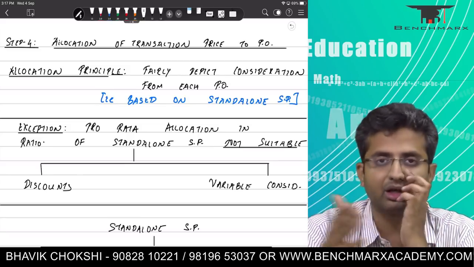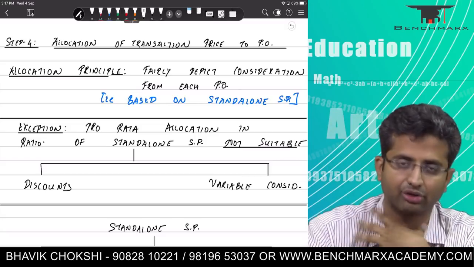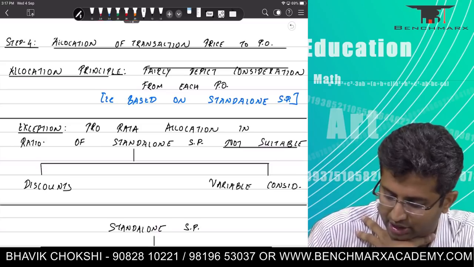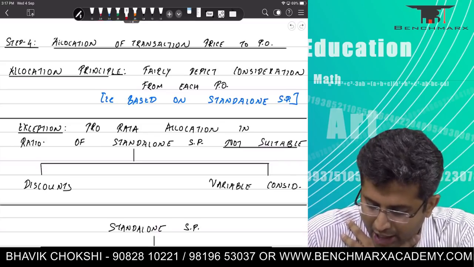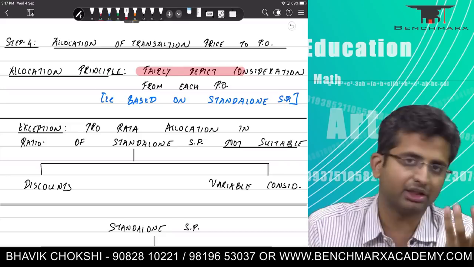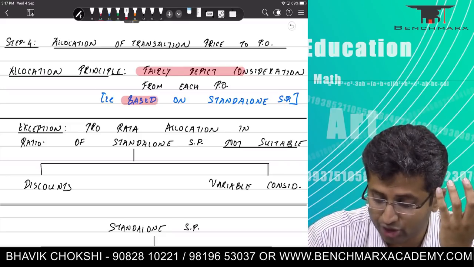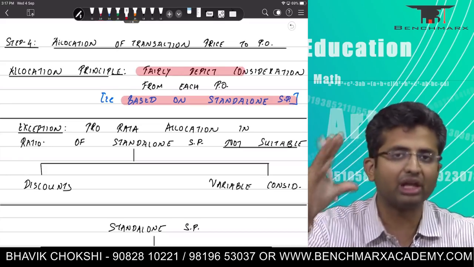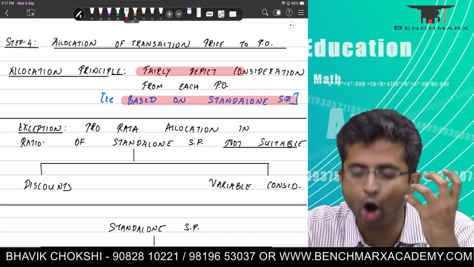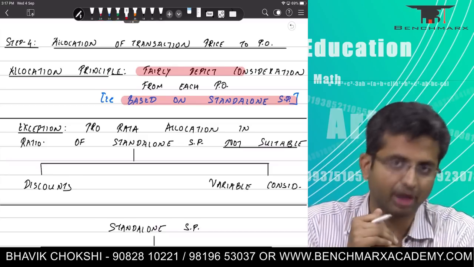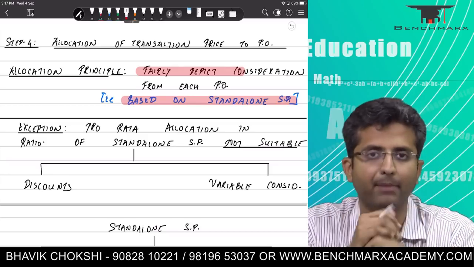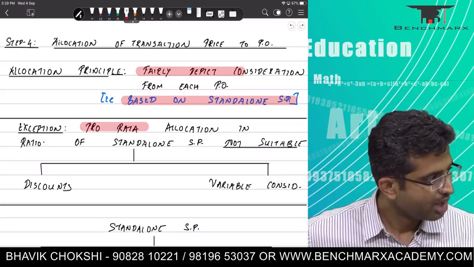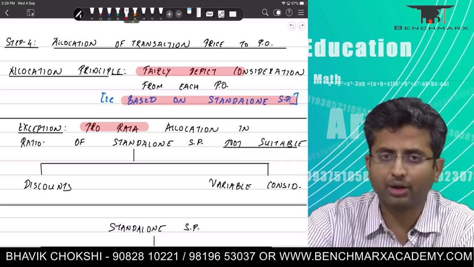The standard says in a ratio which fairly depicts the consideration that you expect to receive. How will you determine the amount of consideration that you expect to receive? It is generally based on the standalone selling price. If I were to sell each and every product separately, standalone, how much will I expect to receive? That is the amount that I expect to receive even in a combined transaction if there are multiple performance obligations.